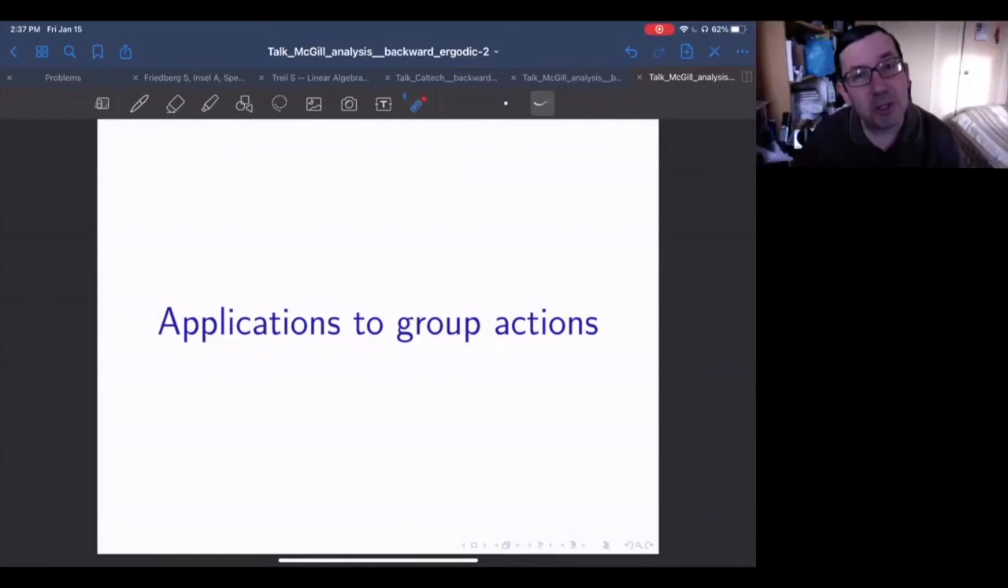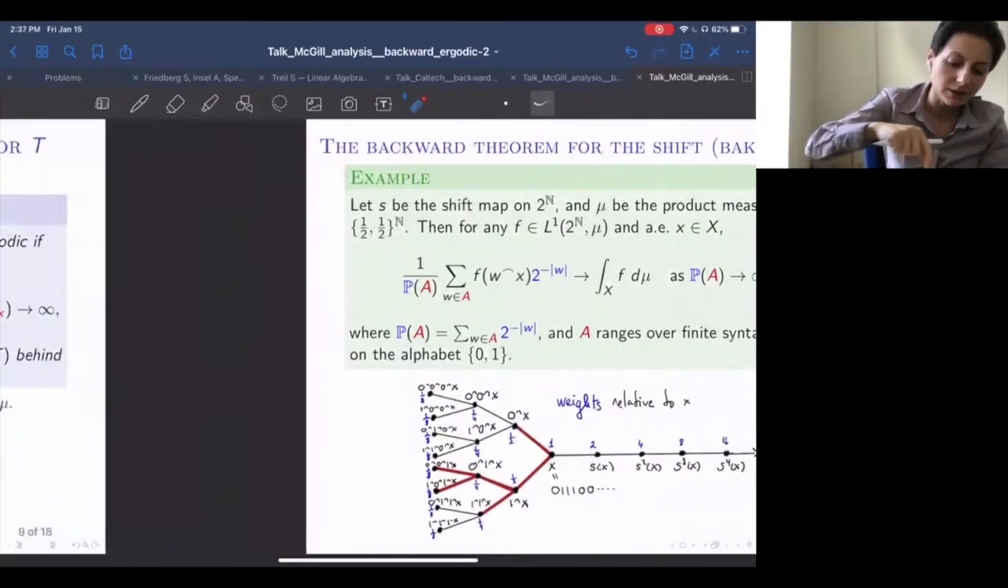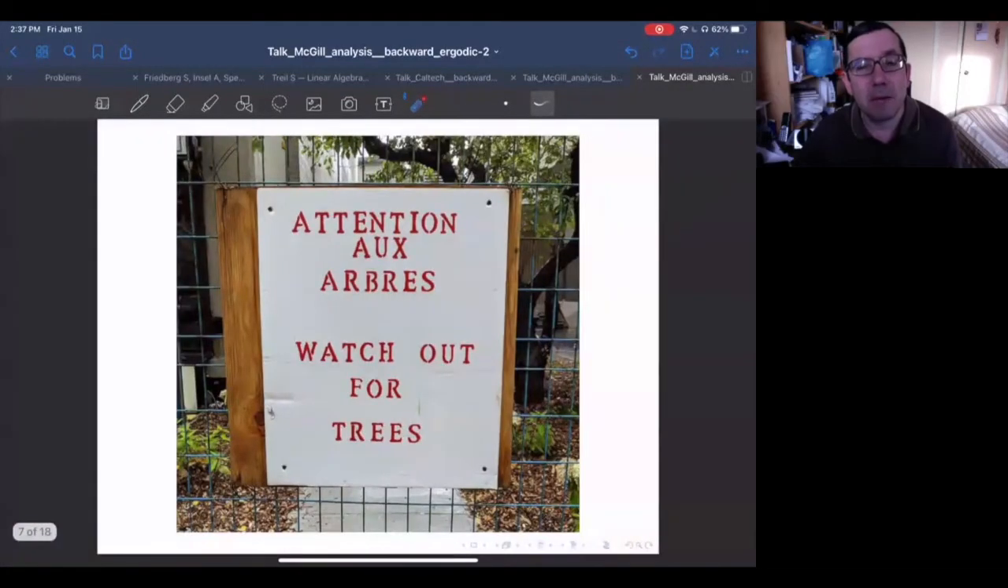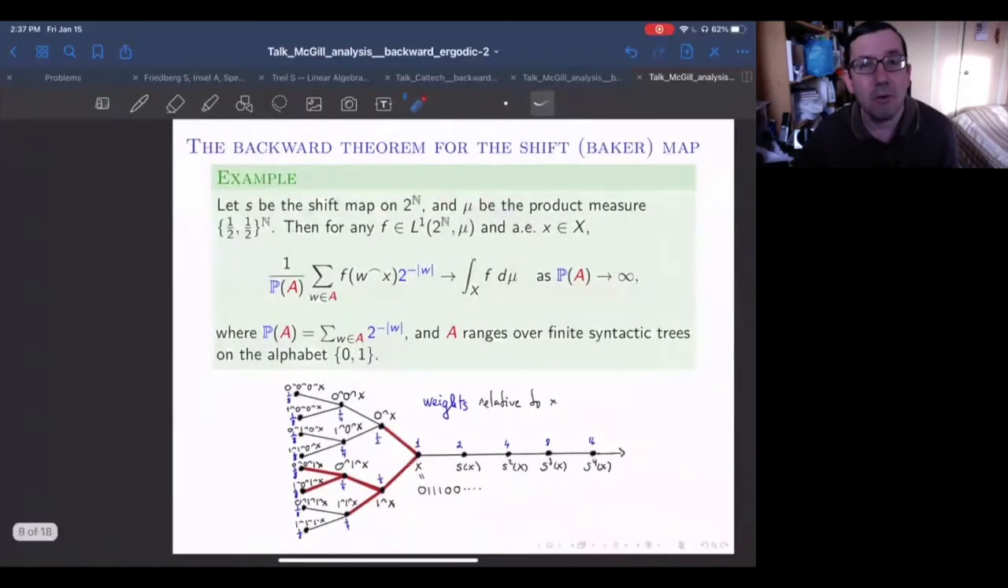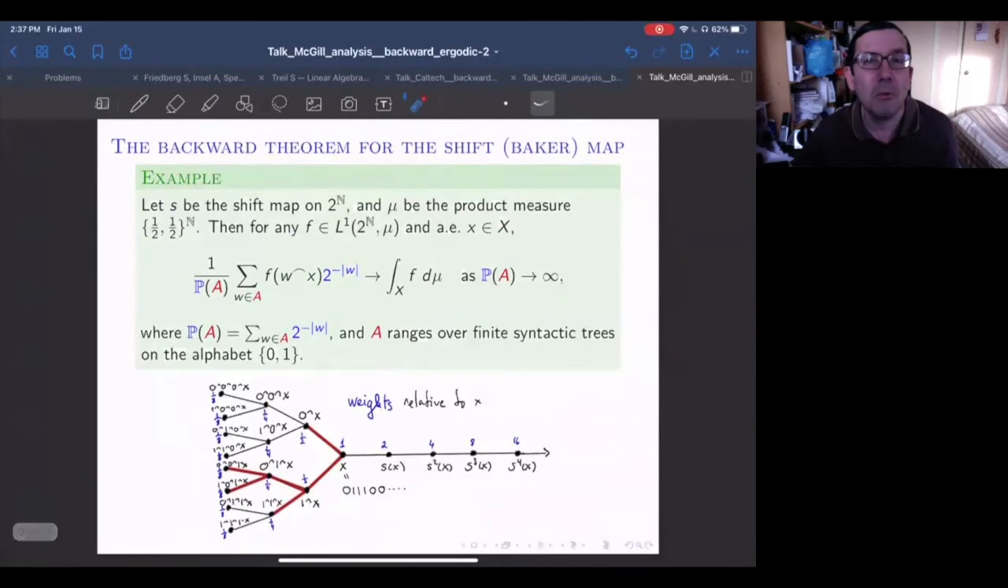Can I ask a quick question? Sure. There are some polynomial ergodic theorems, where you average not over all integer powers of T, but over, let's say, squares, T to the n squared or something. Can there be a backward version like you're doing of such a theorem, and how would it look in principle?